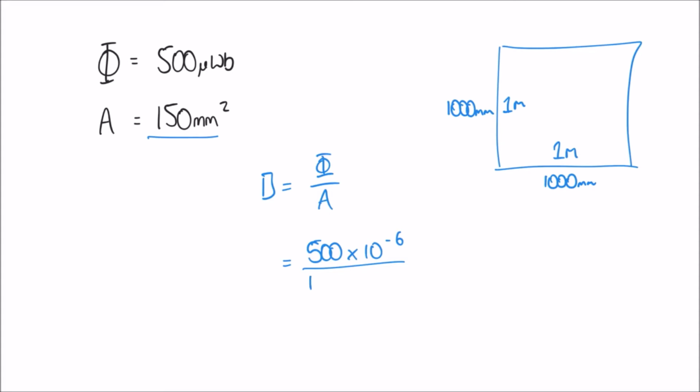So we'll say 150 times 10 to the minus 6. And if we cancel those 10 to the minus 6's out, because we've got a 10 to the minus 6 on the top and on the bottom there, we're left with 500 over 150, which gives us 3.33.